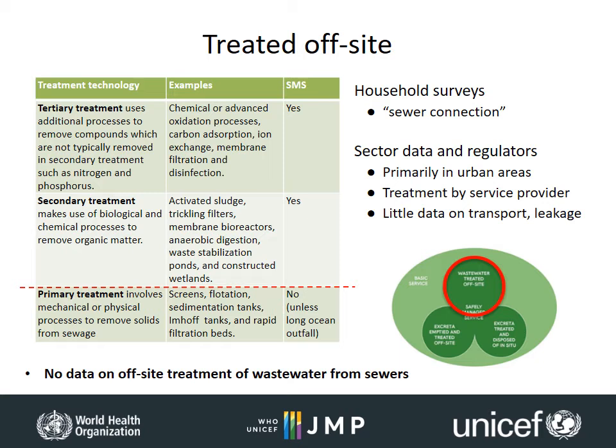Finally, the JMP collects information on the type and level of treatment provided. There are a wide range of different treatment technologies used around the world, but these can be classified into primary treatment, that's the separation of liquids and solids, secondary treatment, to remove organic matter, and tertiary treatment, to remove other compounds. For the purposes of global monitoring, secondary level treatment and above is considered to be safely managed.